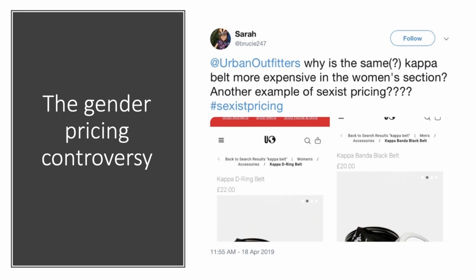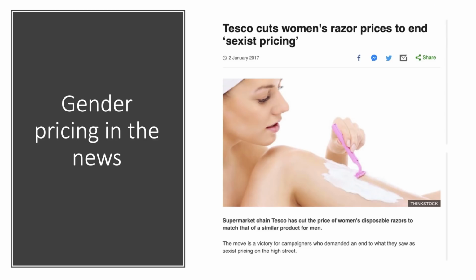Here's an example, just actually from a few days ago, where a consumer, Sarah, had found out that Urban Outfitters was selling the same Kappa D-ring belt for £22 in the female section, but £20 in the men's section. Exactly the same product. And she wanted to ask Urban Outfitters, why is the same product more expensive in the women's section? This is an example of sexist pricing.